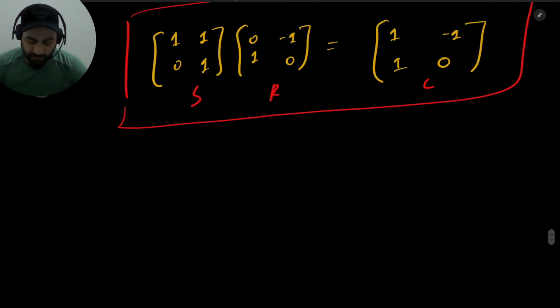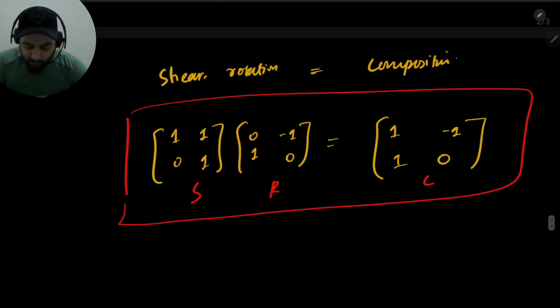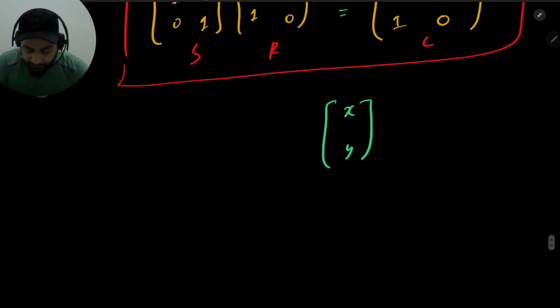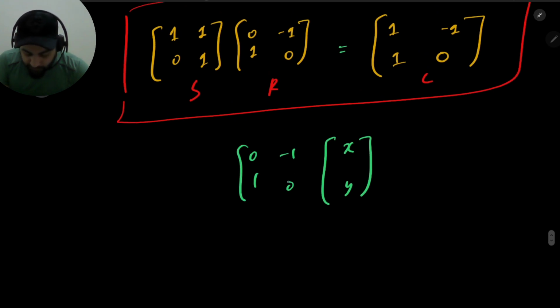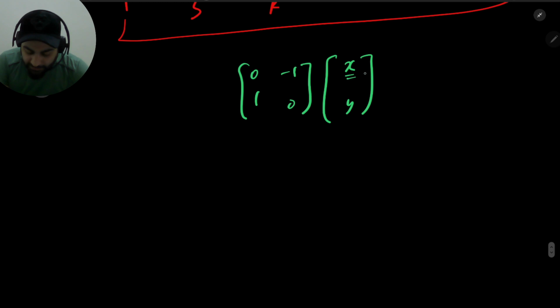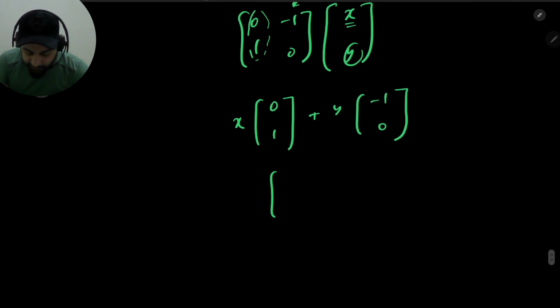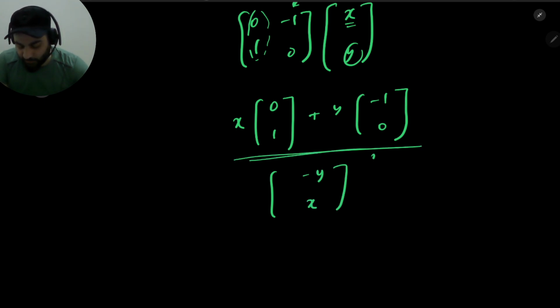Okay, so what will I do? Suppose we have some vector x and y. I'll put an equality over here and write this x and y, and we have these vectors 0 1 and minus 1 0. We applied a rotation first, so what will happen? This x will get multiplied to the whole of this column, so 0 1 will be multiplied to x, plus y will get multiplied to minus 1 0. If we expand this, it will be minus y and x. So if you just expand this out, this will be equal to this.